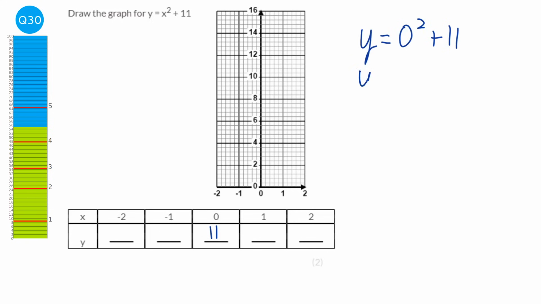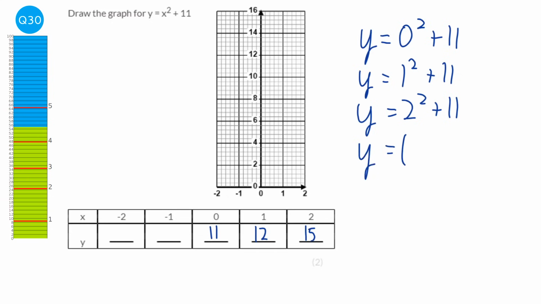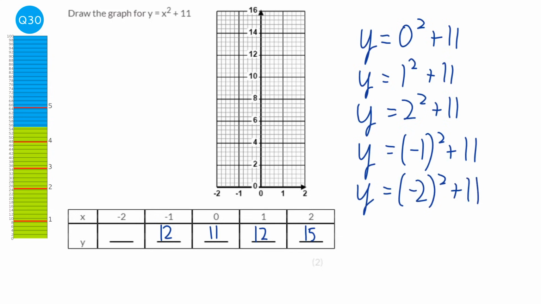We're going to do the same for 1, so y equals 1 squared plus 11. 1 squared is just 1, 1 plus 11 is 12. Same again for 2, 2 squared plus 11. 2 squared is 4, 4 plus 11 is 15. Now the minuses are a little bit more difficult, but not that much more difficult, because when you square a negative you actually get a positive. So minus 1 squared is just 1, 1 plus 11 is 12. And then minus 2 squared plus 11, minus 2 squared is 4, 4 plus 11 is just 15.